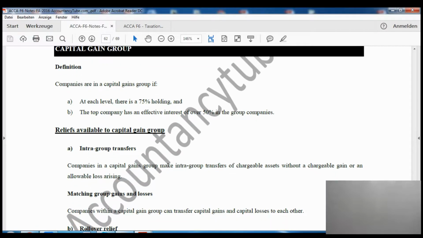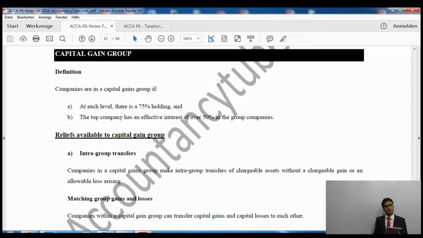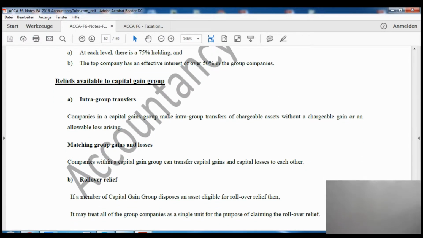Right? Now, our last topic in this section of F6, which is corporation tax, is capital gains group. Just minutes ago, it said that capital losses cannot be surrendered for group relief in our previous section. And now this is where we can set off the losses within the capital gain group. Now, what is the capital gain group? It says that companies are in a capital gain group if at each level there is a 75% holding and the top company has an effective holding of over 50% in group companies.